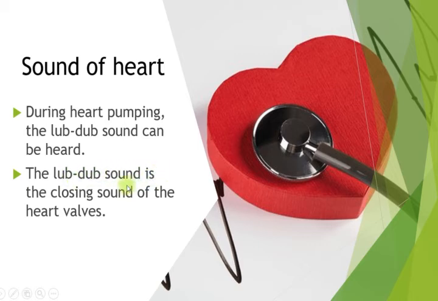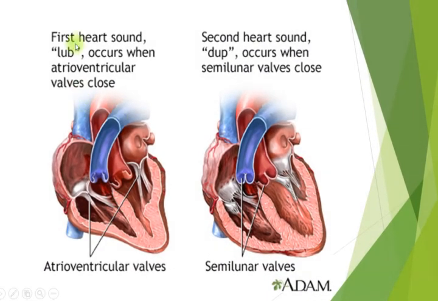The lub sound is the closing sound of the heart valve. The first heart sound, which is loud, occurs when the atrioventricular valves close, which refers to the tricuspid valve and also the bicuspid valve. When the bicuspid valve and tricuspid valve close, they will produce the loud sound.